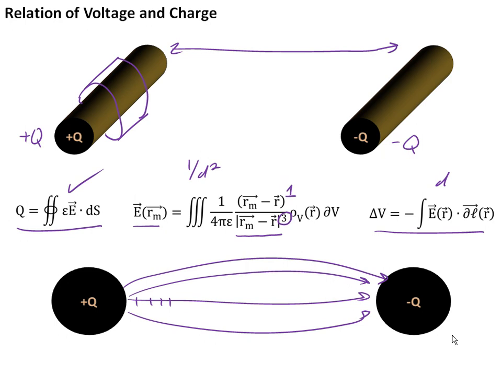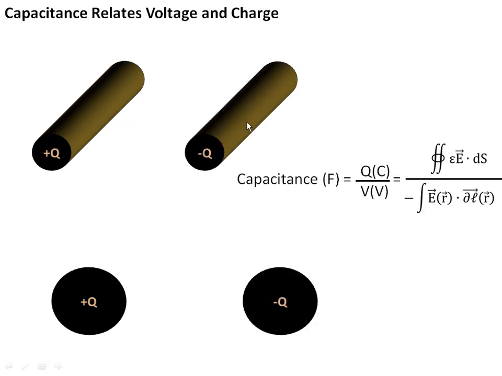It means that the charge to voltage ratio is independent of either the charge or the voltage, but it depends a lot on the geometry of the thing I'm calculating. We call this ratio of charge to voltage the capacitance. We use C for capacitance, and we measure it in farads. Farads is just the charge in coulombs divided by the voltage in volts.